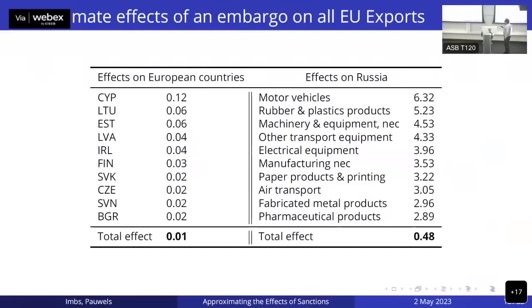Okay, so we also look at the impact of banning EU exports. Again, these are the most affected sectors in Russia. The most affected economies are, again, the Eastern European economies, so this is a recurrent theme. You can see that the impacts are actually overall quite small.